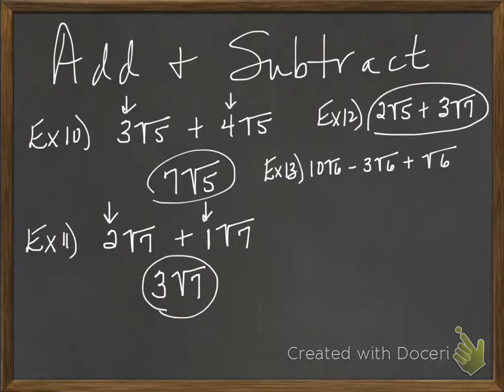So you're going to combine their coefficients. So their coefficients would be 10 minus 3 plus an understood 1. So 10 minus 3 is 7. 7 plus 1 is 8. Keep your like term, which is the square root of 6. All of those radicals were the square roots of 6s, so they're all like terms. So you just combine the coefficients out in front.